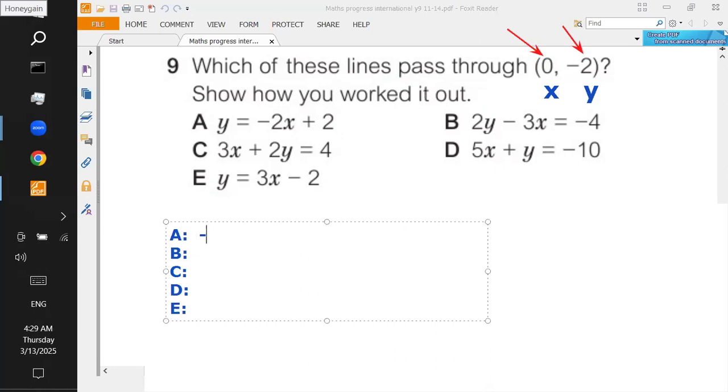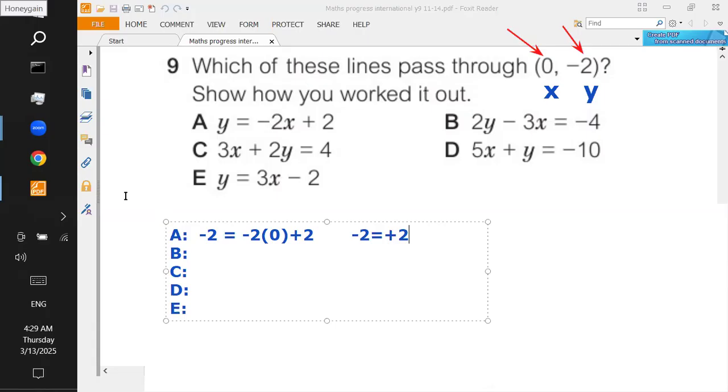So I'm going to write negative 2 equals. Now, the x is what? Is 0. So this one is going to be negative 2 multiplied by 0, like this, and then plus 2. So what did I do? I just substituted the values of x, which is 0, and the value of y, which is negative 2. Now I'm going to solve this. Negative 2 times 0 is 0. And then plus 2 is going to be plus 2. This means I end up with what? Yes, I end up with negative 2 equals positive 2.